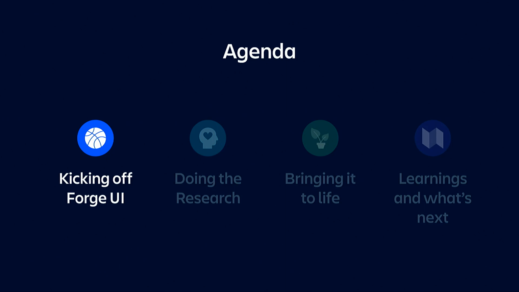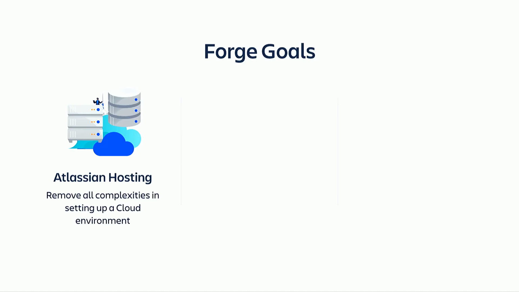So before we dig into exactly how we built Forge UI, let's make sure that we're all on the same page about why we built Forge. From a product standpoint, we built Forge to make a better experience for our cloud ecosystem developers to extend the Atlassian products. Now, there were 3 key user pain points that we were hoping to improve. First, we wanted to provide a simple setup experience for developers by removing all complexities in setting up a cloud environment with introducing Atlassian hosting.